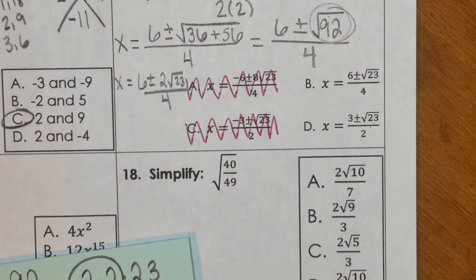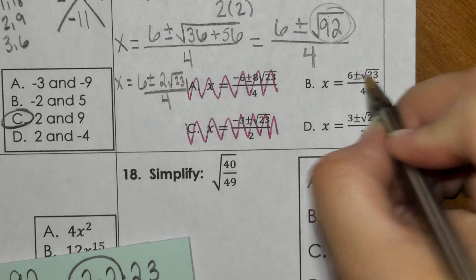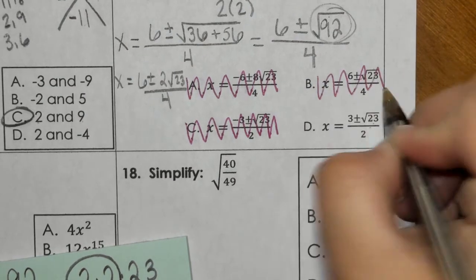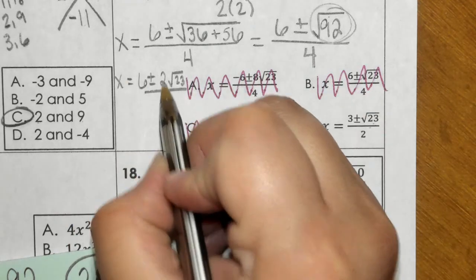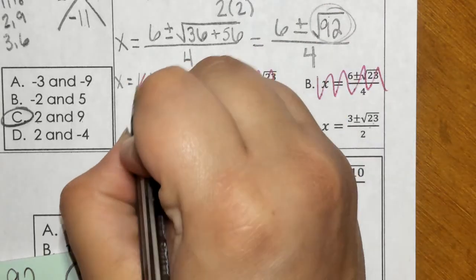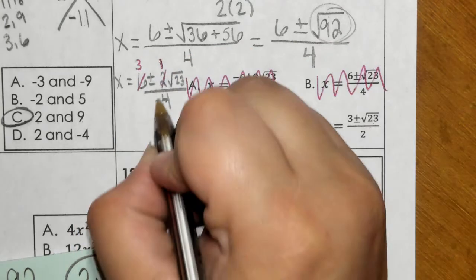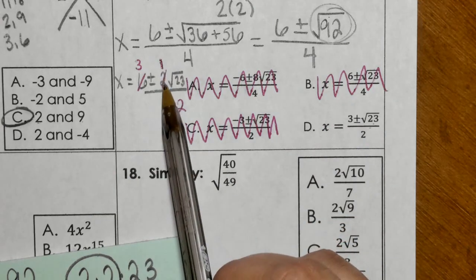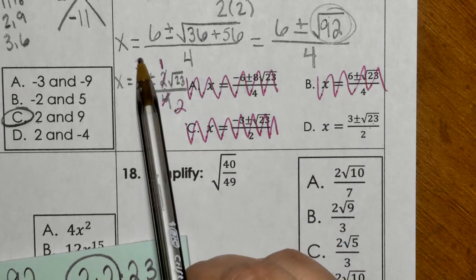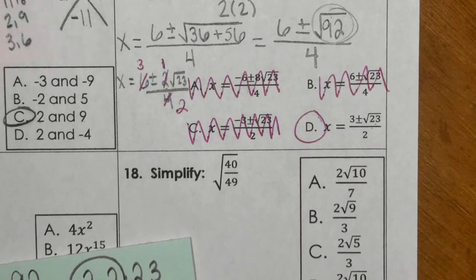Now, if I look at my choices, this looks like the answer, but I'm missing a 2 right here. So that can't be it. How would they have gotten this? Well, look, 6, 2, and 4 can be divided by 2. So 6 divided by 2 is 3, 2 divided by 2 is 1, and 4 divided by 2 is 2. Remember, when you have a 1 in front of the radical, you don't need to write it. So right there matches your answer. That would be D.